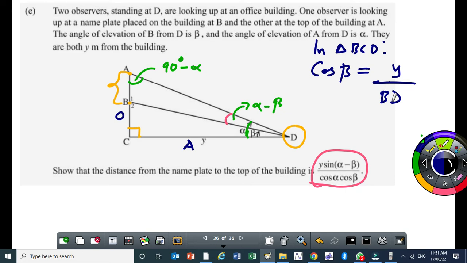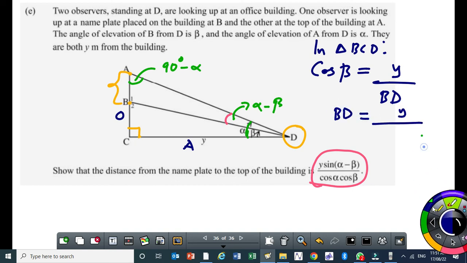Okay? So what this means is that BD is going to be y over cosine of beta. Are you following there? I'm almost there now. I can see smiling a little bit. So I'm going to use the sine rule in triangle ABD because I now know BD in terms of y.